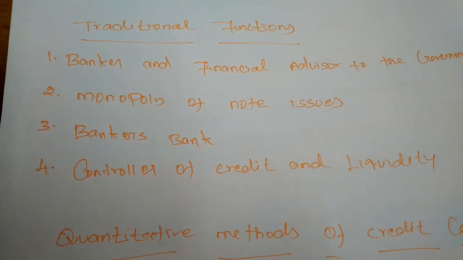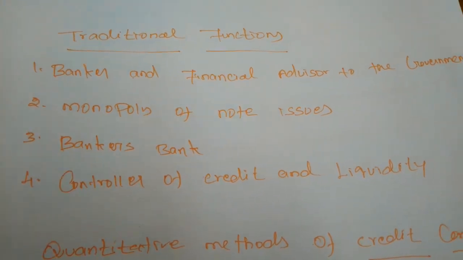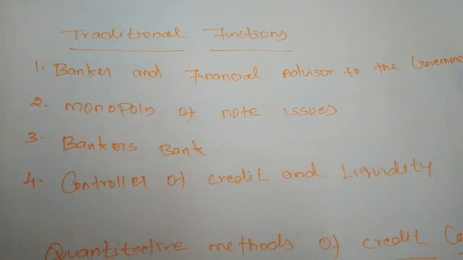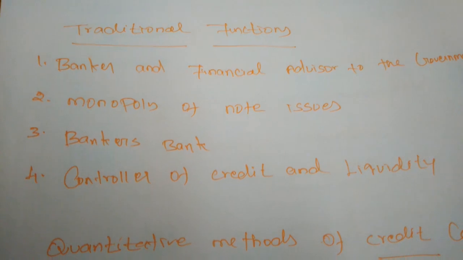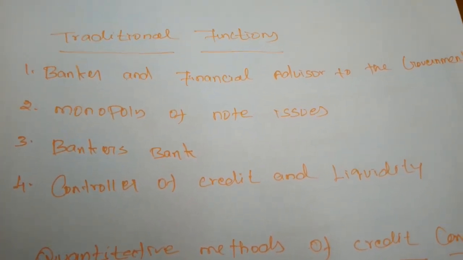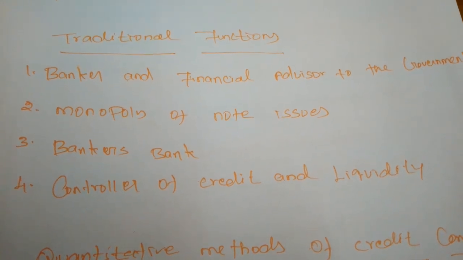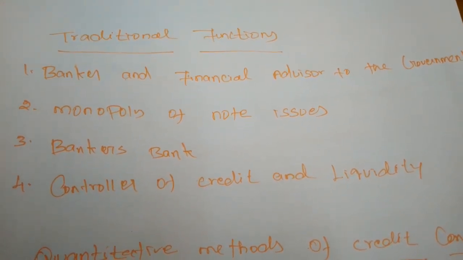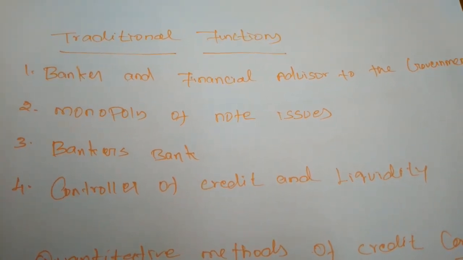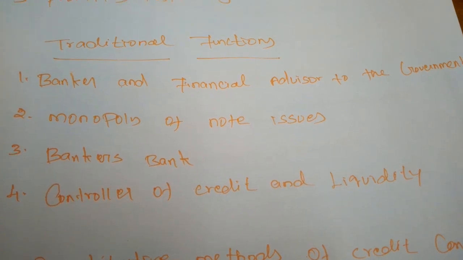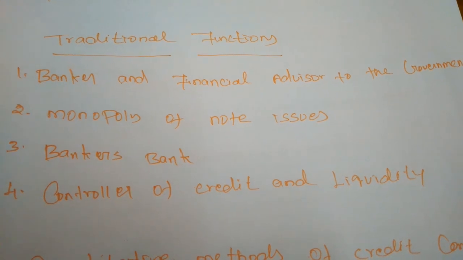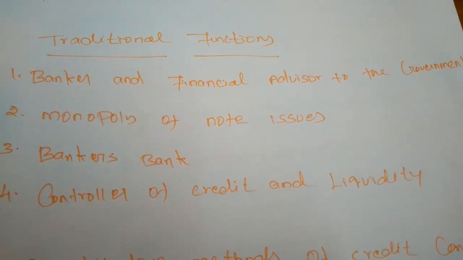Next, monopoly of note issue. The Reserve Bank of India alone issues the notes and has the power to issue currency notes. Except the 1 rupee note, all the currency is issued by the Reserve Bank of India only. When issuing currency notes, they have to consider other economic aspects like the stock of gold, the circulation of money, and the inflationary situation. Everything has to be considered.